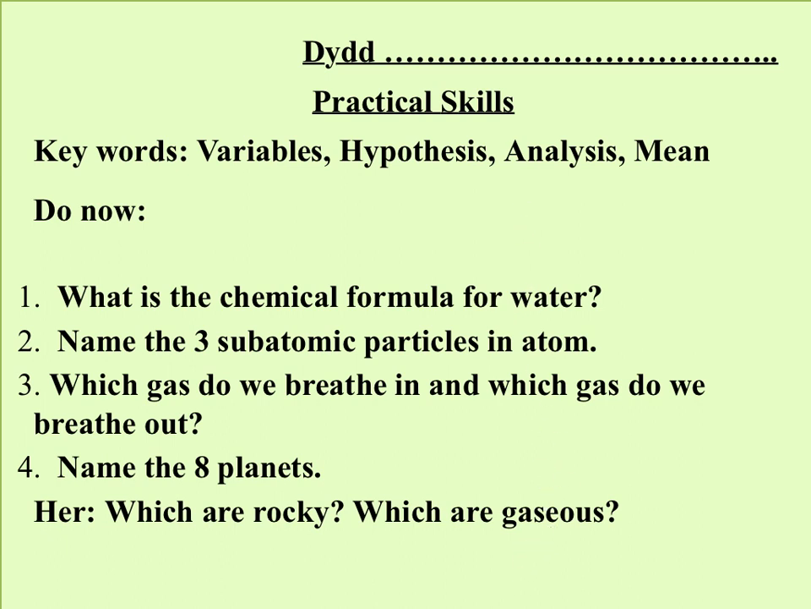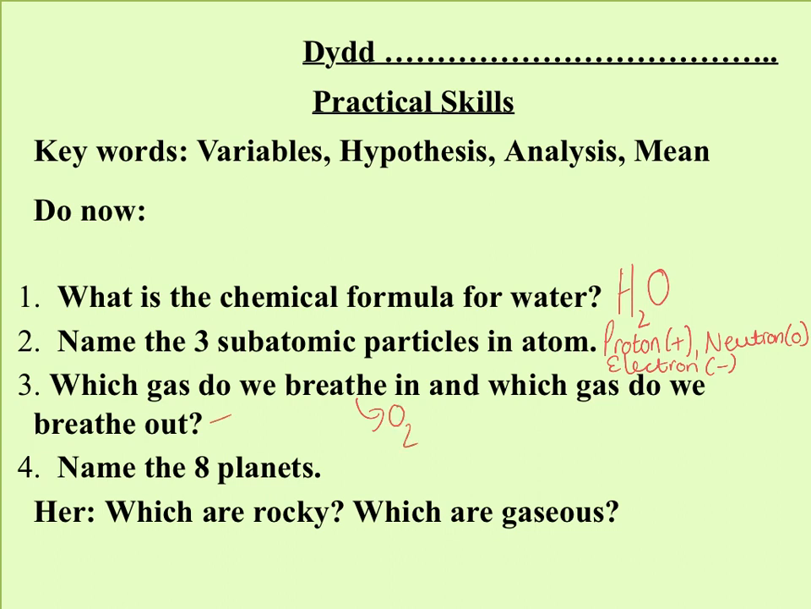What I'd like you to do then is pause the video and have a go at the do now activities. So the answers for the do now activities: what is the chemical formula of water? H2O. Name 3 subatomic particles in an atom. You've got your proton, which is positive, your neutron, which is neutral, and then your electron, which is negative. Which gas do we breathe in? We breathe in oxygen, which is O2.